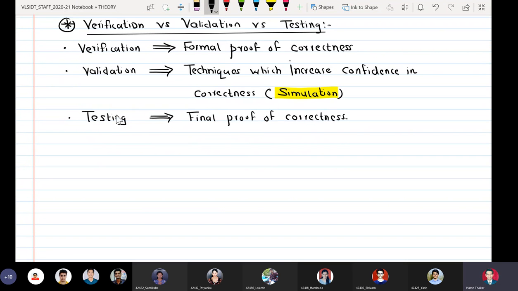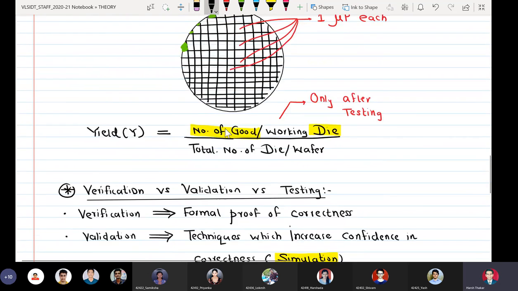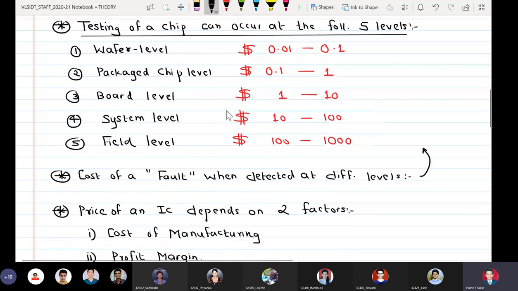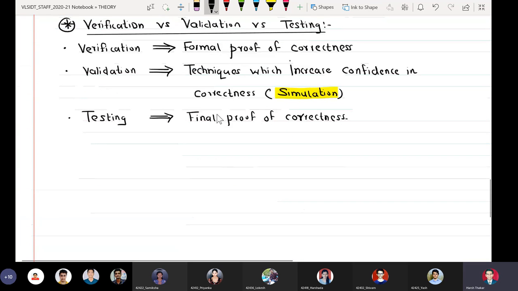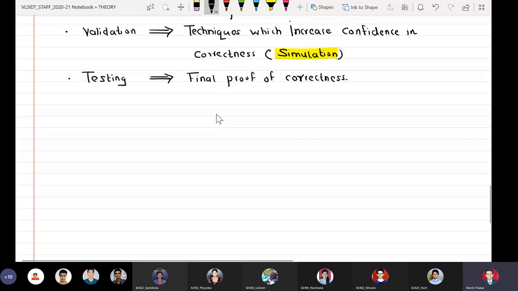And from this testing, which gives us a final proof that yes, our design is correct on different levels, such as wafer level, packaged chip level, board level, system level, and field level. That means we have to design our chips in such a way that they can be easily tested. That is design for testability. So in layman terms, how can we define design for testability? Design for testability is defined as a design which also has an inherent ability to be tested.